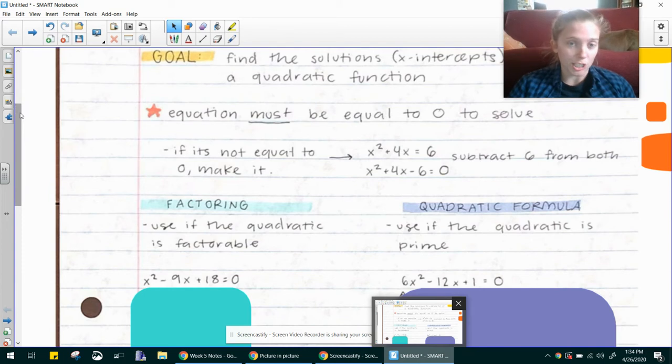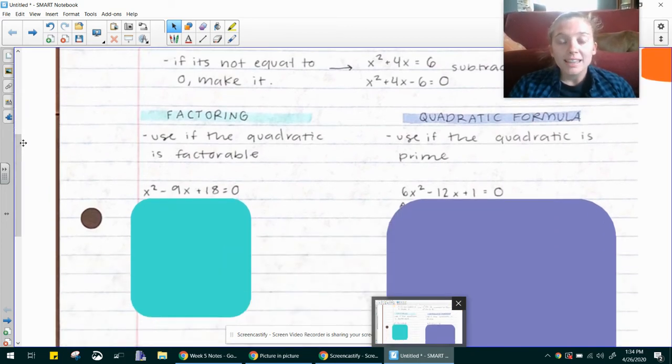Now, there's two strategies we've talked about so far. There's factoring and the quadratic formula. Both of these strategies will come up with the same answers, but we use them at different times because sometimes one will be easier than the other. We're going to use the factoring strategy if the quadratic is factorable. So that means if we can find that pair of magic numbers that multiplies to 18 and adds to -9. So we have our multiplying number and our adding number, and we need to find that pair of magic numbers. If we can, we're going to use the factoring strategy.